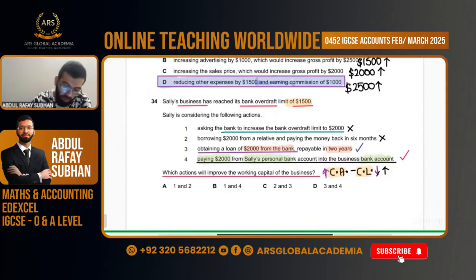So 1 and 2 are not possible. It's only 3 and 4. Question 34 should be D, which is option number 3, and D will improve the working capital or the liquidity position.